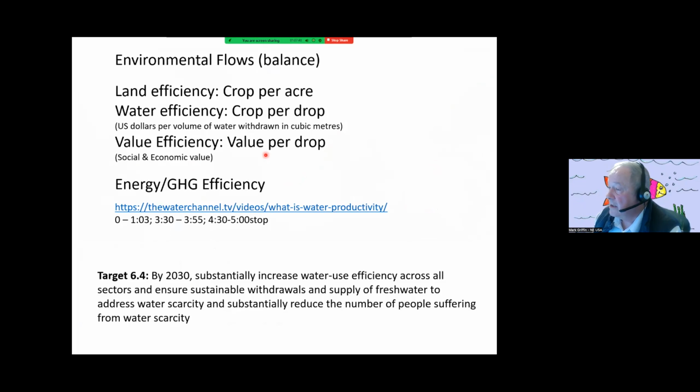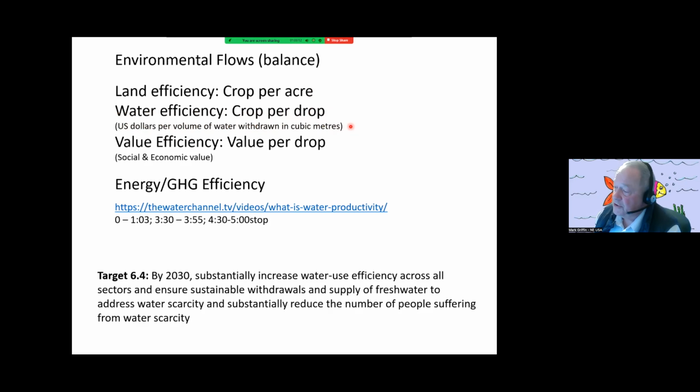It shows the difference from typically looking at land efficiency. We want more food per acre, and because of population and everything that's going on in the world, all those pressures we saw, the hockey sticks, we're looking at water efficiency. We're looking at crop per drop, and that is measured officially in US dollars per volume of water. So how much food are we getting, in money, per amount of water?